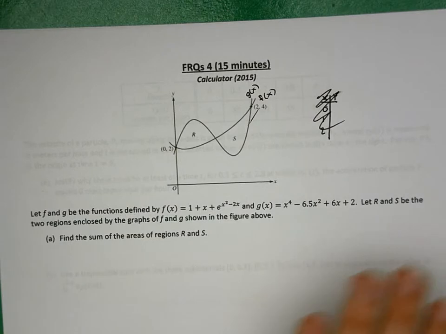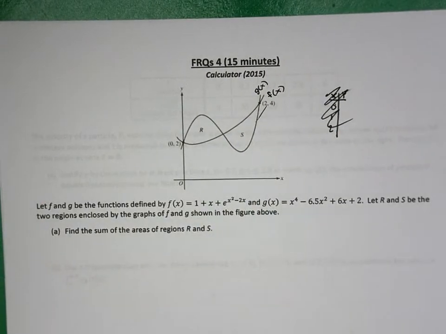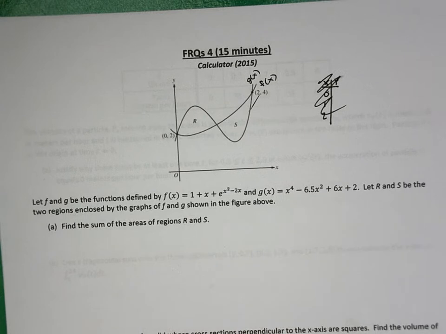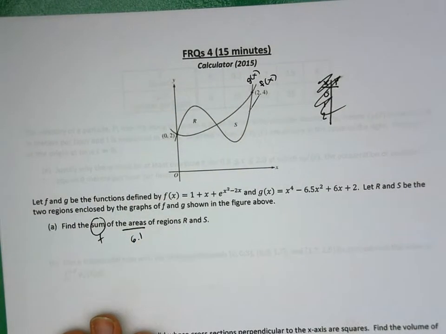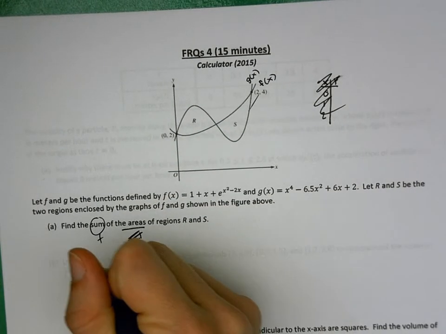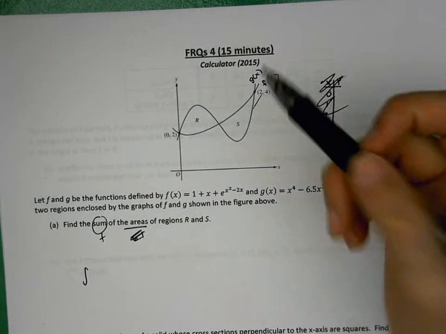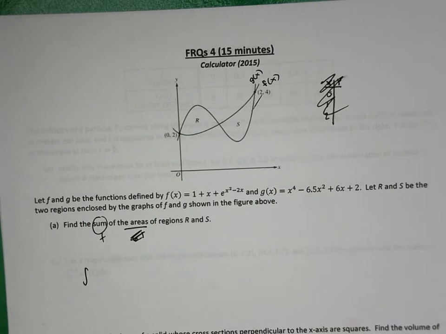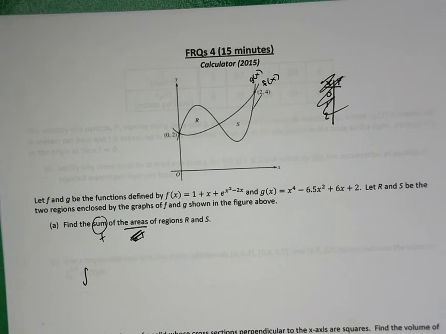Okay, R and S are the 2 regions enclosed by the graphs. I can see them here. Here's R, here's S. First things first, find the sum of the areas, we're talking 6.1, of regions R and S. Okay, so in 6.1 we looked at how to find areas. Area is, for the most part, in terms of x. There are times where you can turn it into y if you want, but you never have to. You can always leave it in terms of x. So I'm going to leave it in terms of x because I don't really want to change those functions.